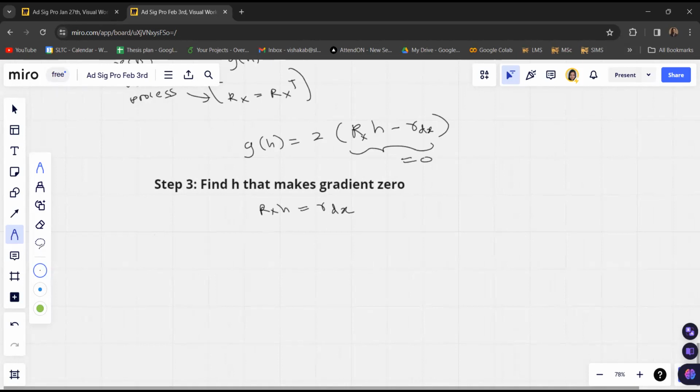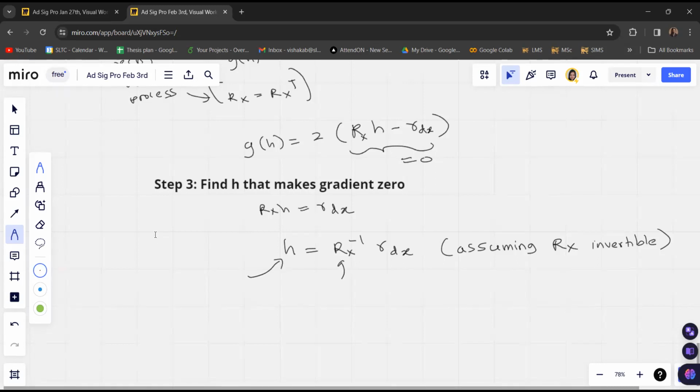So inside these brackets I have this expression, and this should be equal to 0. If I want to find h, I need to take the inverse of this matrix on both sides, assuming that the inverse of Rx is available. That means Rx should be invertible. Assuming Rx is an invertible matrix, I take the inverse of Rx on both sides, and by doing so, I can make the filter coefficient value h the subject of this equation. So by doing this, I can find the optimal value of h.